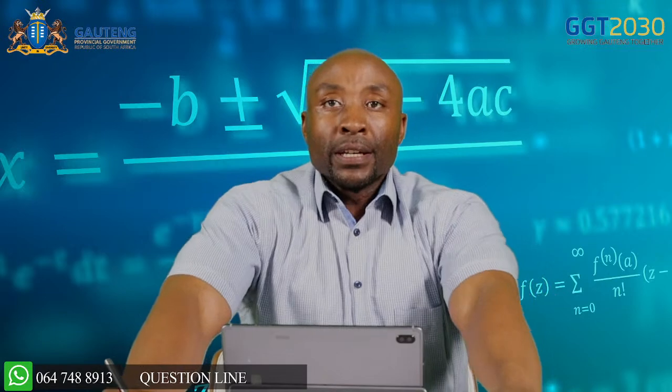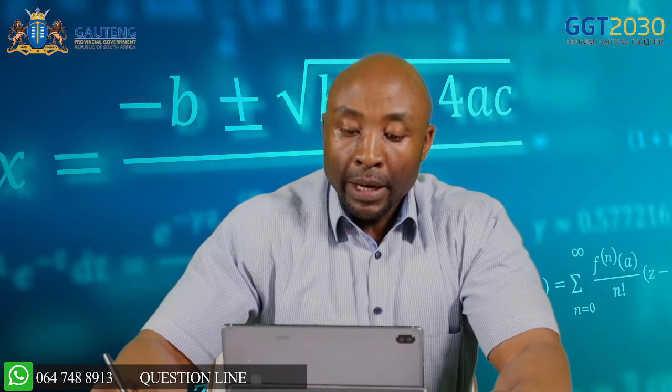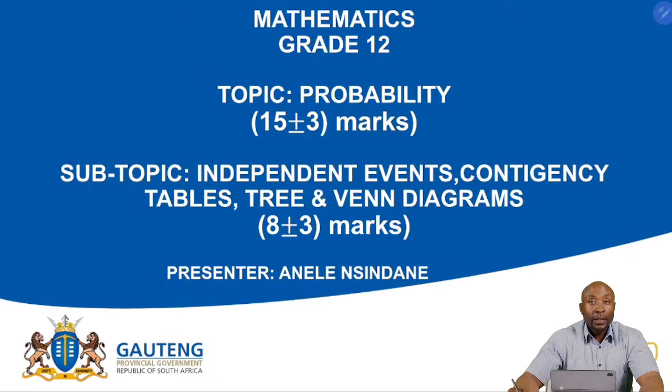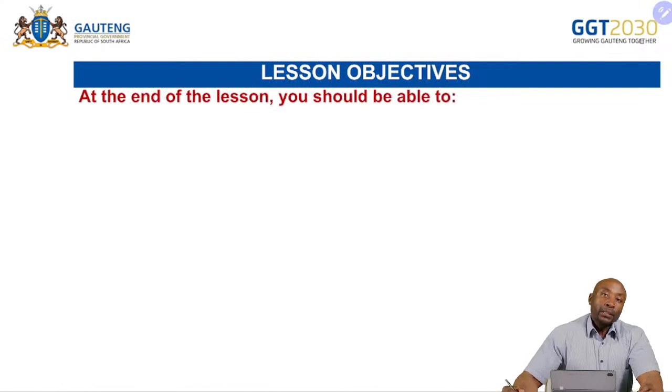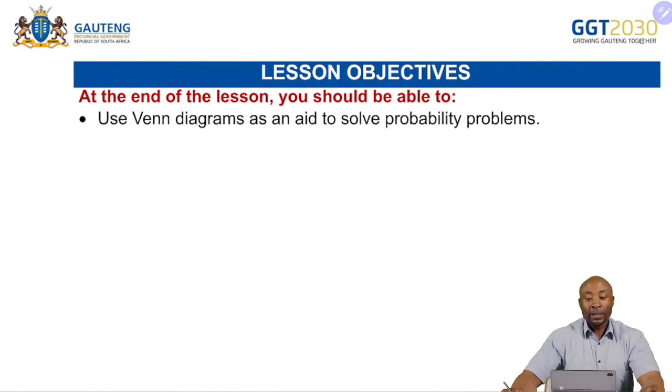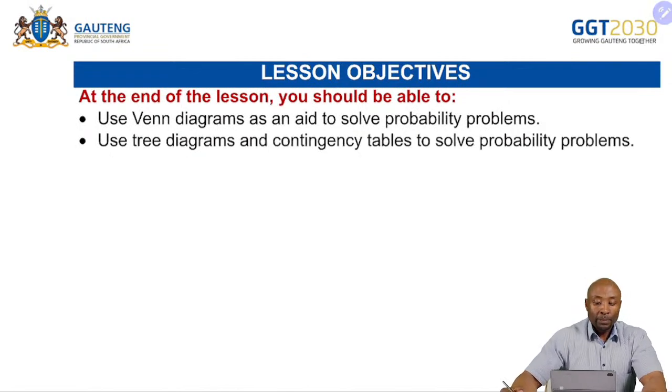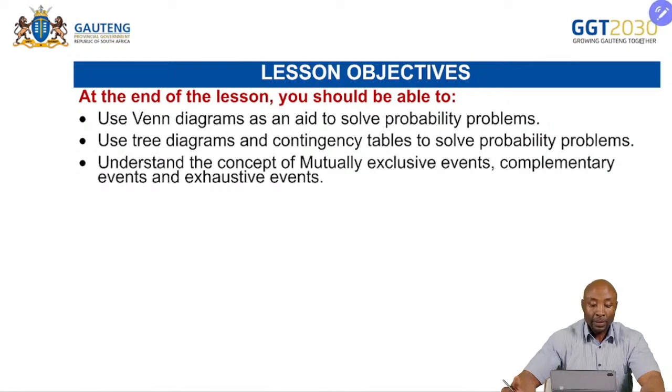Our lesson for today is probability, and we are going to look at independent events. We are also going to look at contingency tables, as well as tree diagrams and Venn diagrams, those that involve more than two events. At the end of the lesson, you should be able to use a Venn diagram as an aid to solve probability problems.